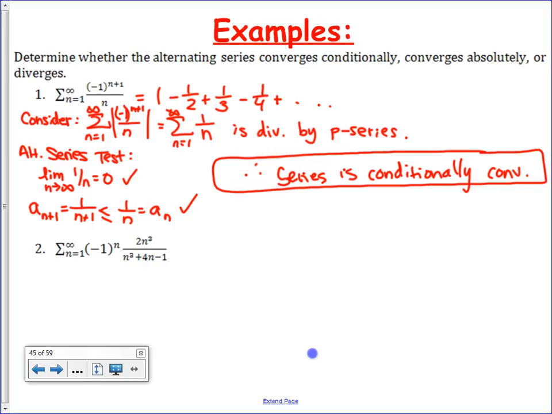Let's see how to do number 2. Number 2. The limit is 2, so completely divergent. If the limit's not 0, completely divergent. So it can be absolutely convergent, conditionally convergent, or divergent.